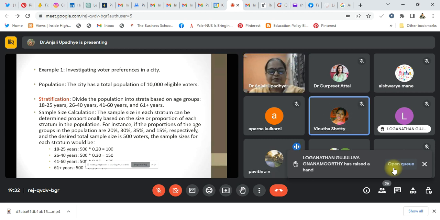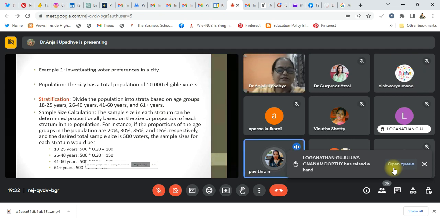Ma'am, another question. The impact of AI and robotics in hospitals: is the sampling technique stratified or not? This depends upon which area you are taking. Is it in a particular city? Bangalore. Yes, then what exactly is your population size?